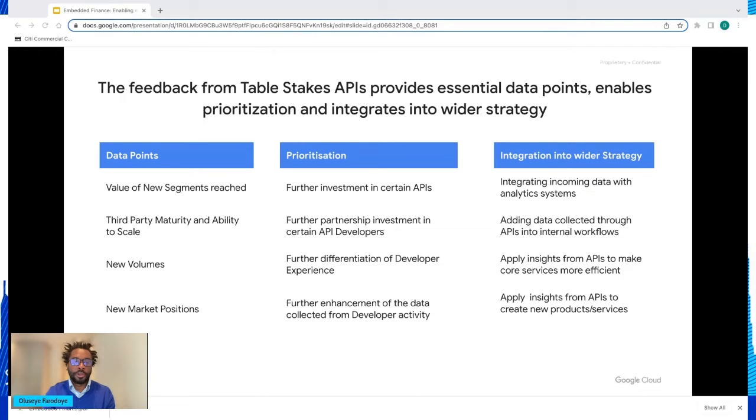And overall, this allows you to integrate into a wider strategy, adding new API endpoints, adding new products to your portfolio, and ensuring that you start to grow your API domain as a whole.